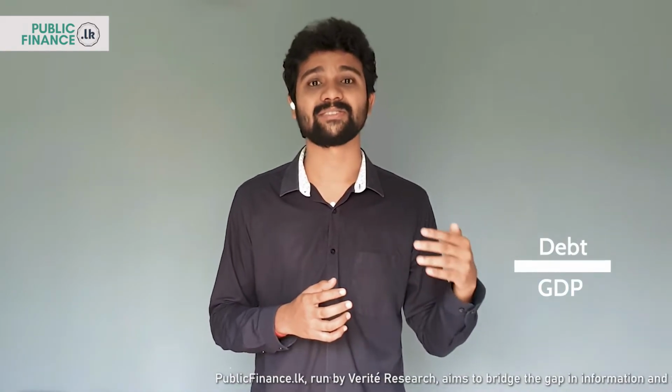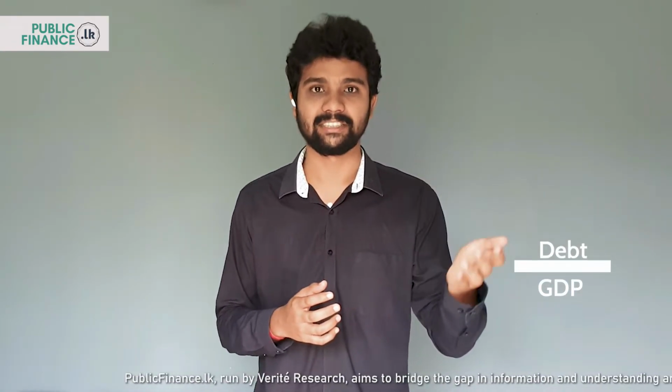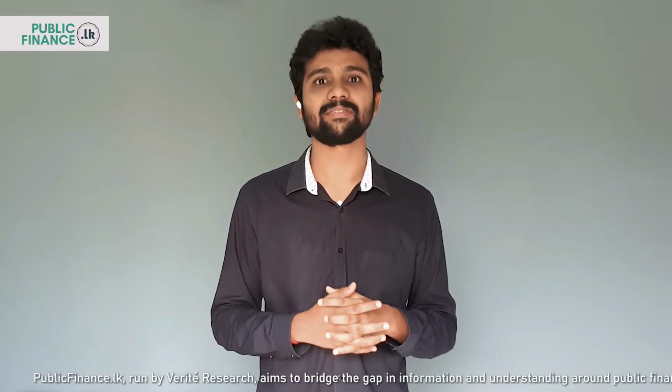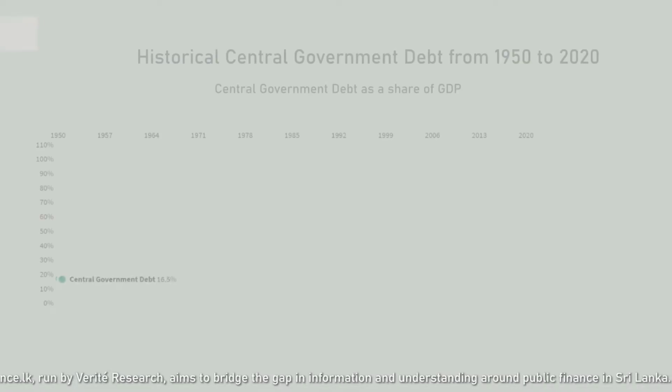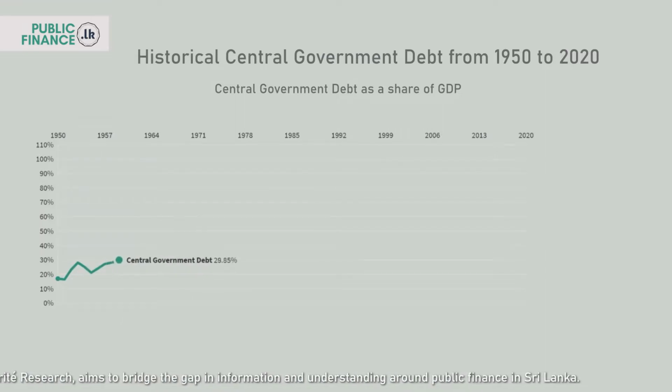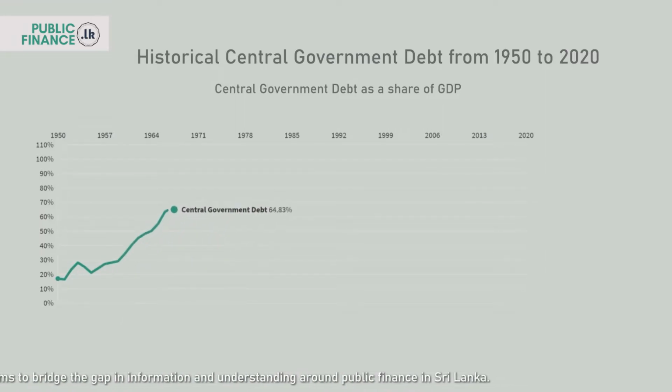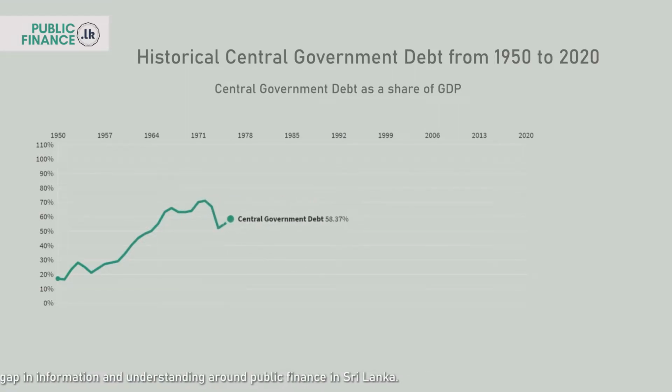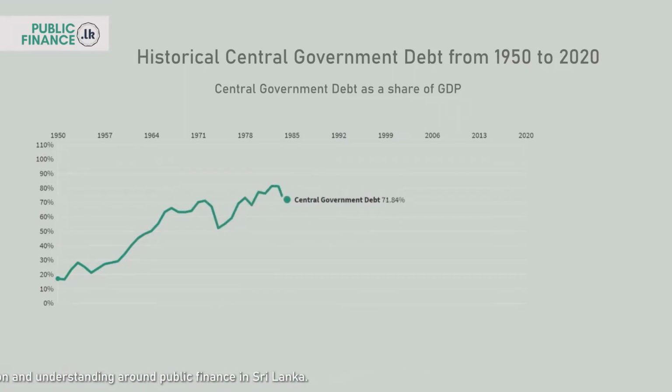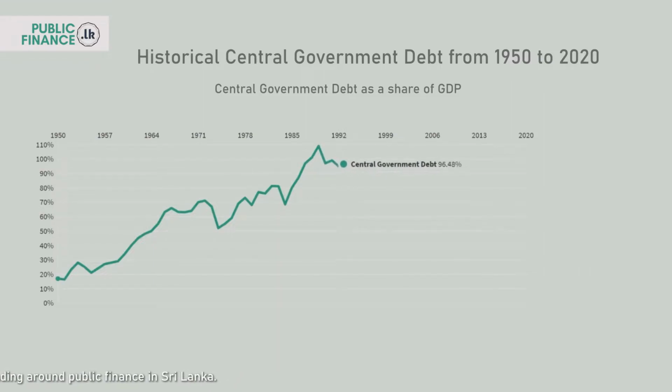Now this ratio increases when the numerator, that is the debt increase, is more than the increase in the GDP. And this ratio reduces when it's the other way around, that is when the GDP increase is more than the debt increase. For example, let's look at the debt to GDP ratio in the past. In the 1950s, this ratio was only around 20% of GDP. Ever since, it started to gradually increase until it reached 100% in 1989. Then it gradually fell and increased again back to more than 100% in 2001.